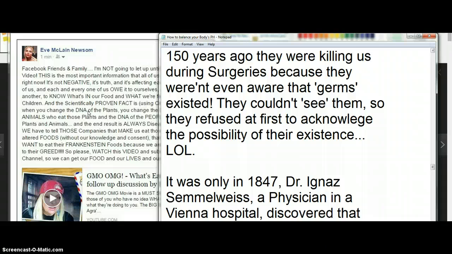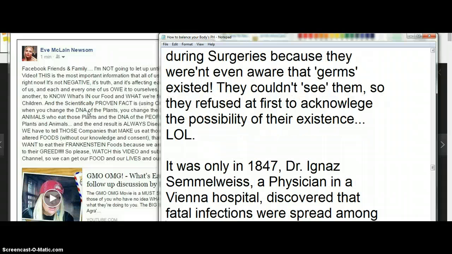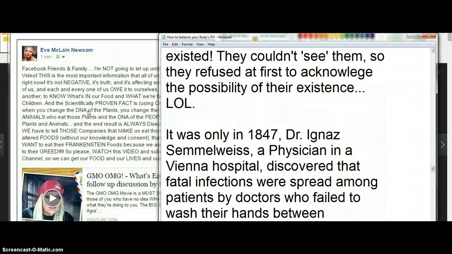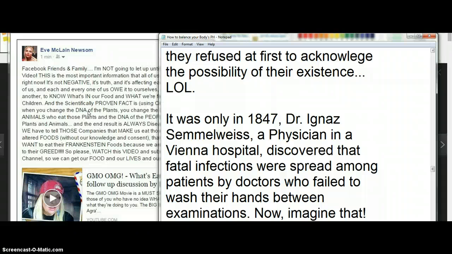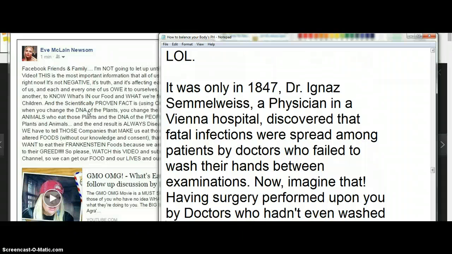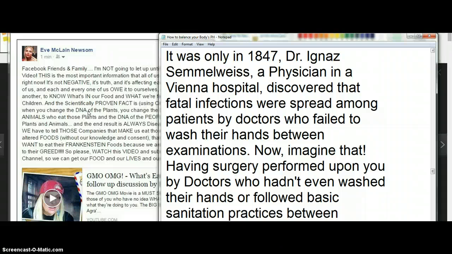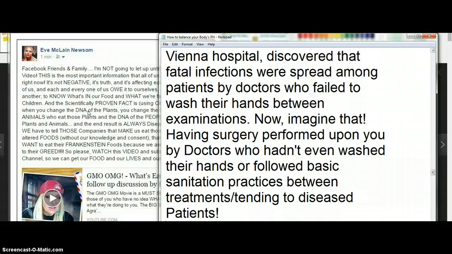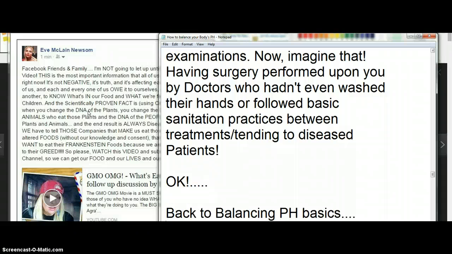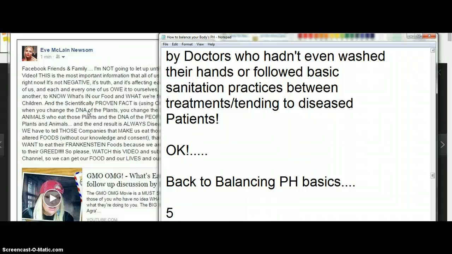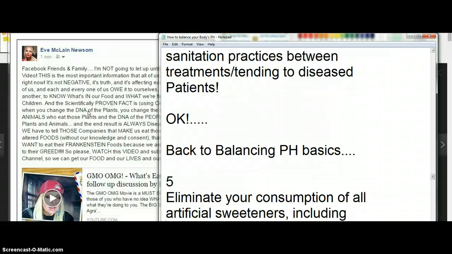150 years ago, they were killing us during surgeries because they weren't even aware that germs existed. They couldn't see them, so they refused at first to acknowledge the possibility of their existence. Laughable. It was only in 1847 that Dr. Ignaz Semmelweis, a physician in a Vienna hospital, discovered that fatal infections were spread among patients by doctors who failed to wash their hands between examinations. Now imagine that. Having surgery performed upon you by doctors who hadn't even washed their hands or followed basic sanitation practices between treatments tending to diseased patients.